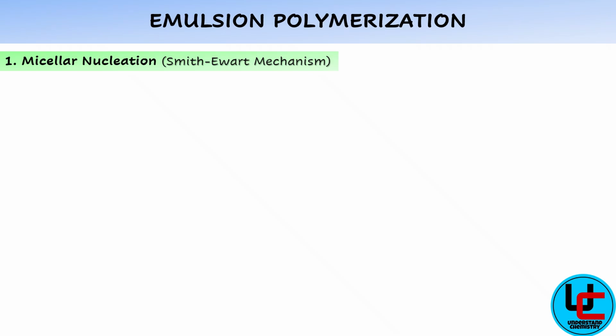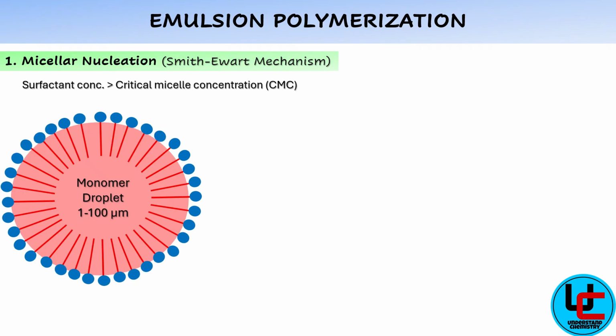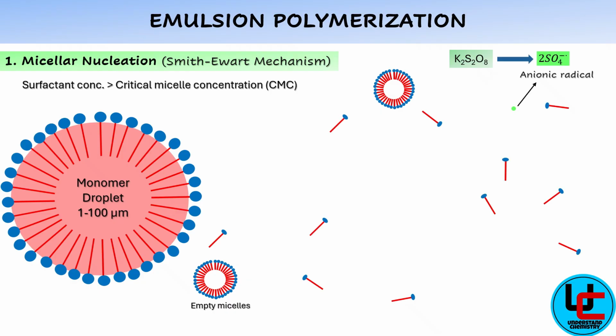Now let us see what is the mechanism of emulsion polymerization. The most classic mechanism of emulsion polymerization is micellar nucleation, also known as the Smith-Ewart mechanism. This mechanism kicks in when our surfactant concentration is above the critical micelle concentration. Now let us follow the process visually. First you can see monomer droplets suspended in water. The monomer molecules dissolve slightly in water and diffuse from the droplet towards the micelles, swelling them with monomer.